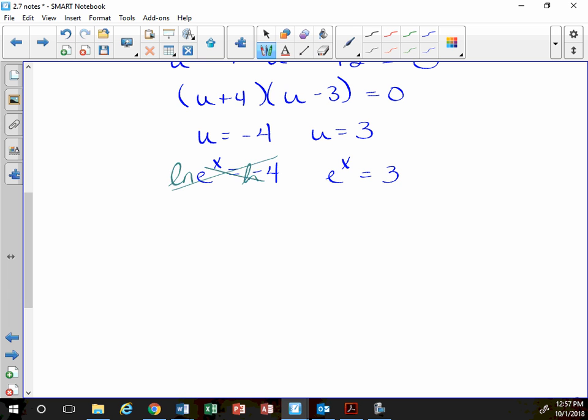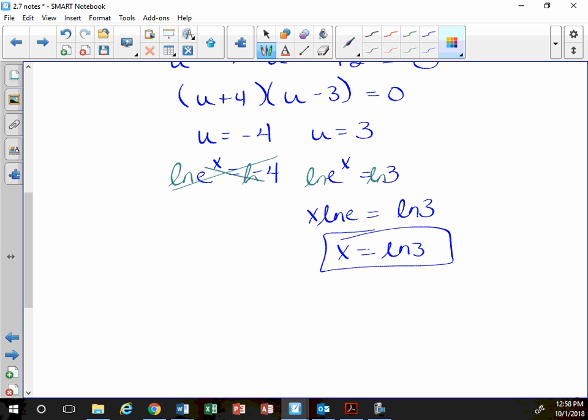But then the other side, take the natural log of both. That exponent goes in front. And what is natural log of e? 1. Okay, that's got to be quick. You got to know natural log of e is 1. So I just know that x is equal to the natural log of 3. Questions?